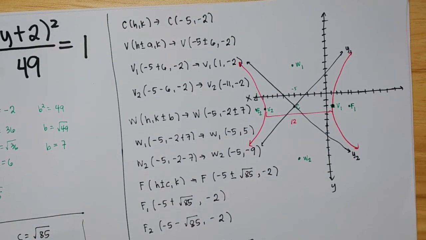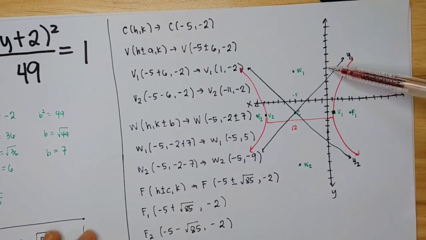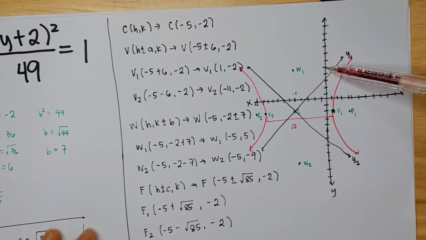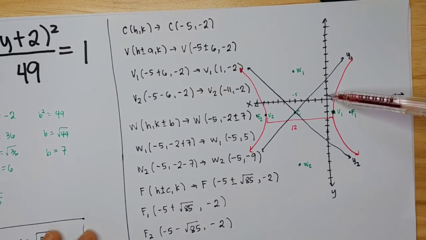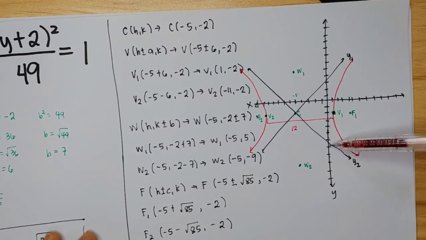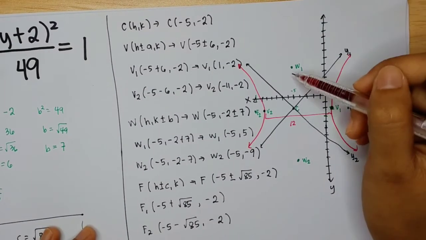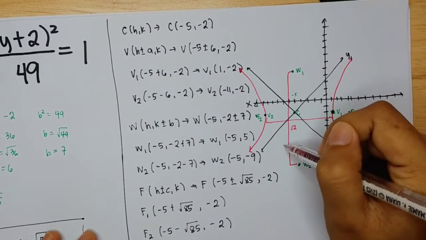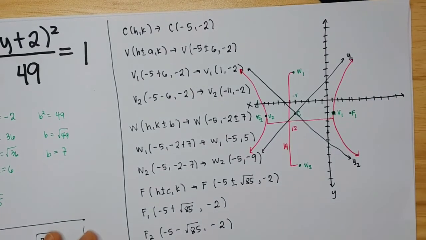How about sa conjugate axis 14? We have 14 dyan sa W1, papunta dito sa W2, dapat 14. So, galing dito, 1, 2, 3, 4, 5, 6, 7, 8, 9, 10, 11, 12, 13, 14. Okay, 14. Tama. So, tama yung pagka-graph natin. Okay, how about yung sa foci?